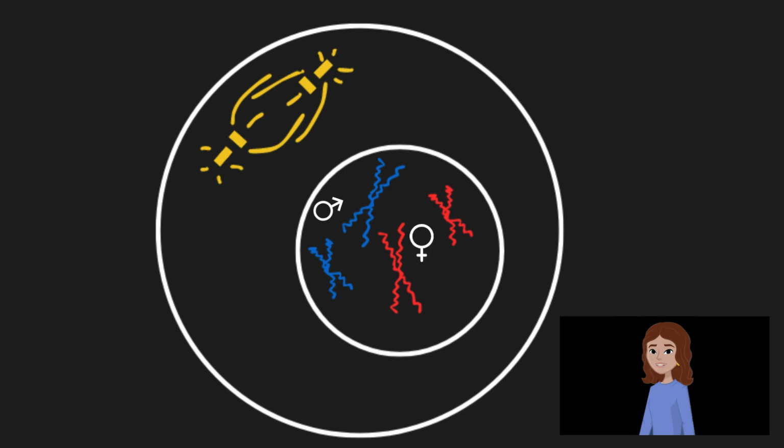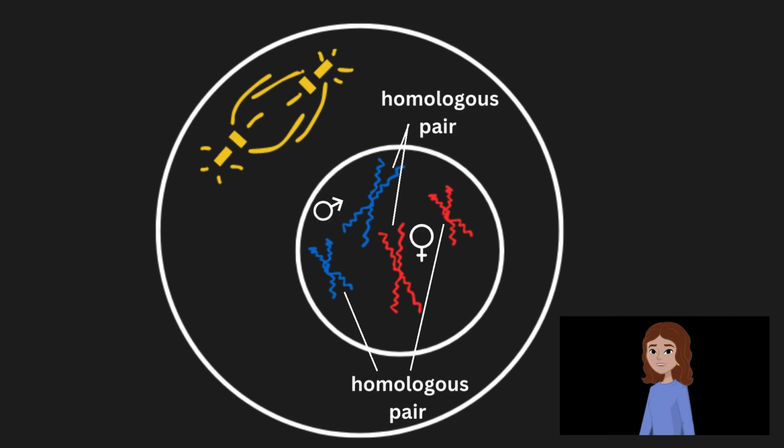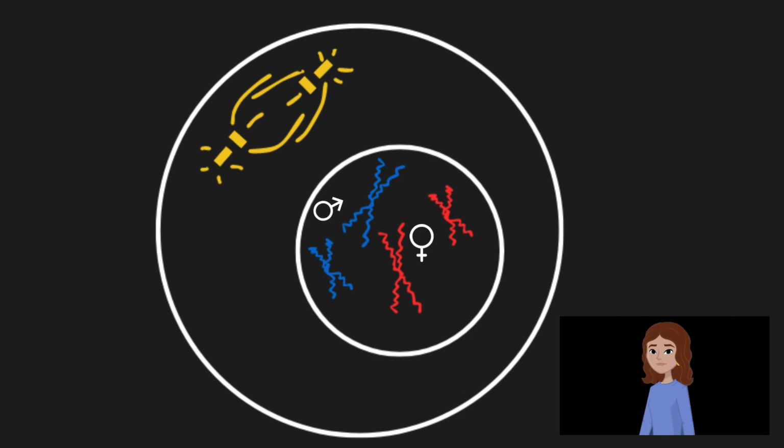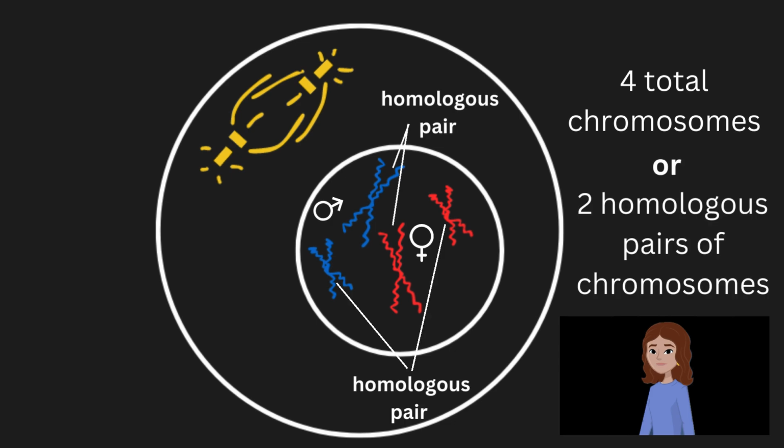The term homologous means very similar or same in structure, such as size and length. Therefore, when we have 2 chromosomes that are very similar or the same in size and length, such as the big blue and big red chromosomes, or the small blue and the small red chromosomes, we would call them a homologous pair of chromosomes. So, we could say that the cell has 4 total chromosomes, or 2 homologous pairs of chromosomes, each made up of 1 chromosome from the maternal parent and 1 from the paternal parent.